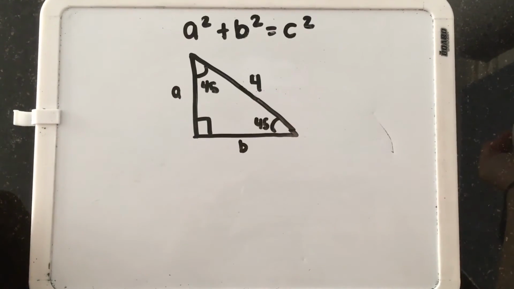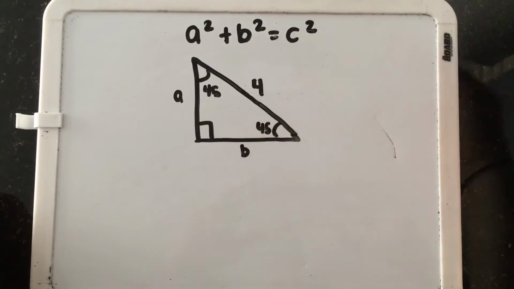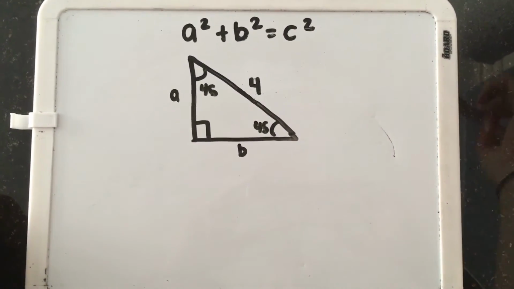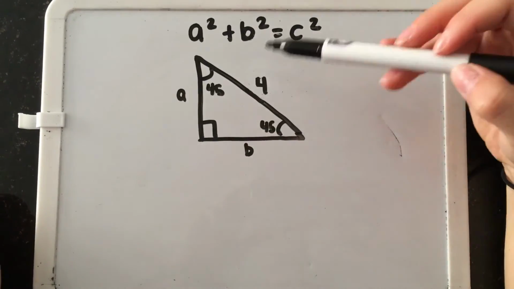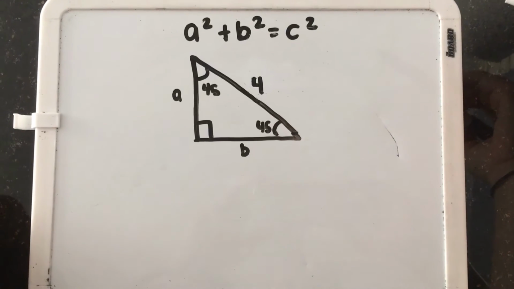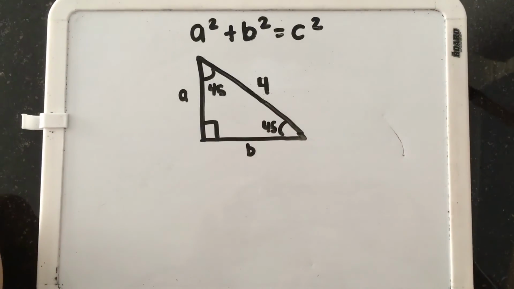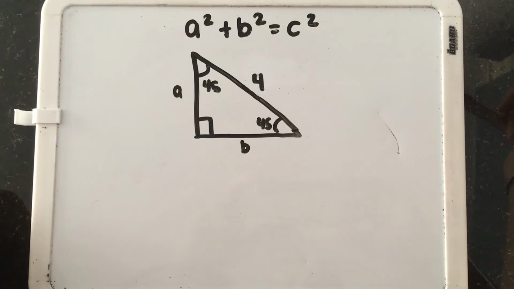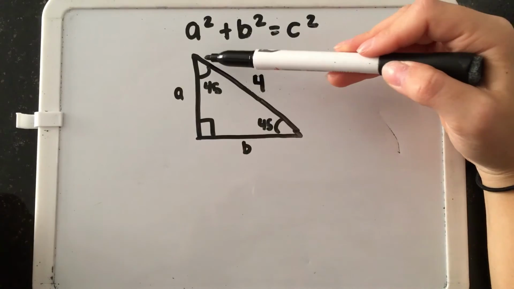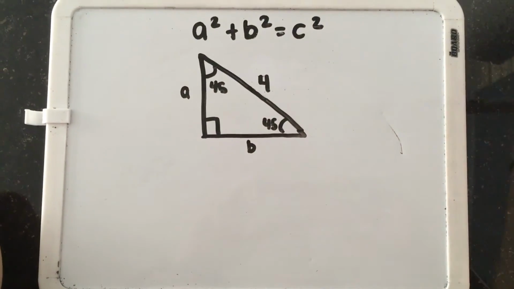In this last example, we have two missing terms, a and b, but we know that our c term is equal to 4. We also know that this is a right triangle, but it has two angles that are equal to 45 degrees. When a right triangle has two 45-degree angles, it is known as an isosceles triangle. Isosceles triangles have two equal angles, and they also have two equal sides.